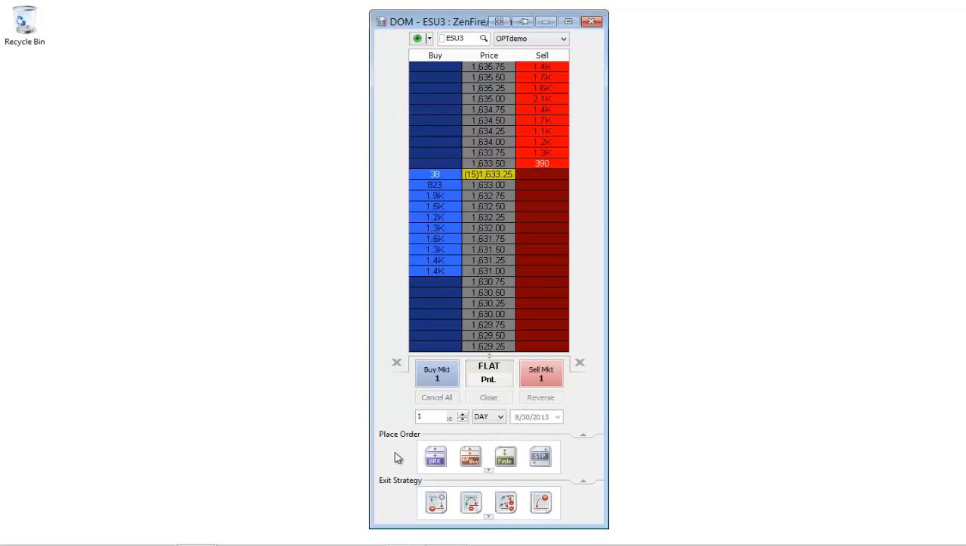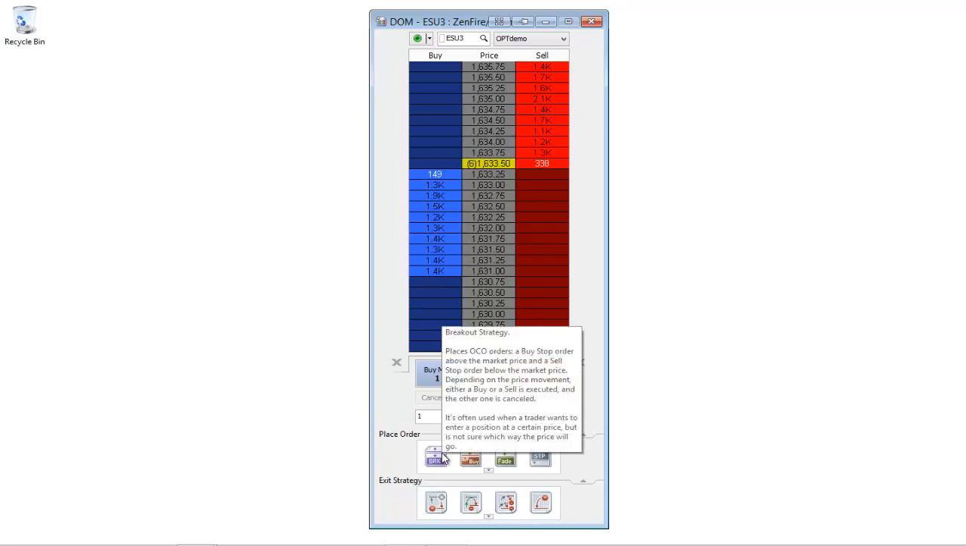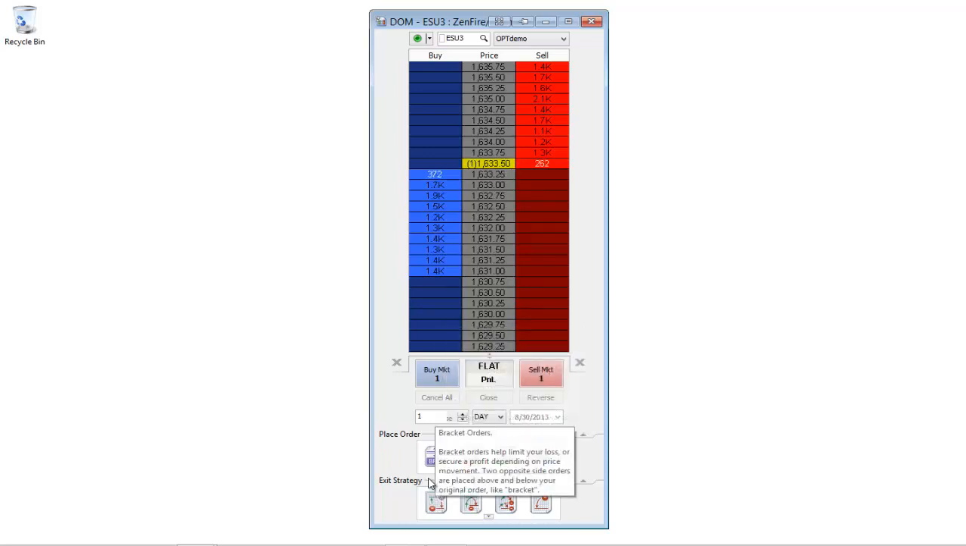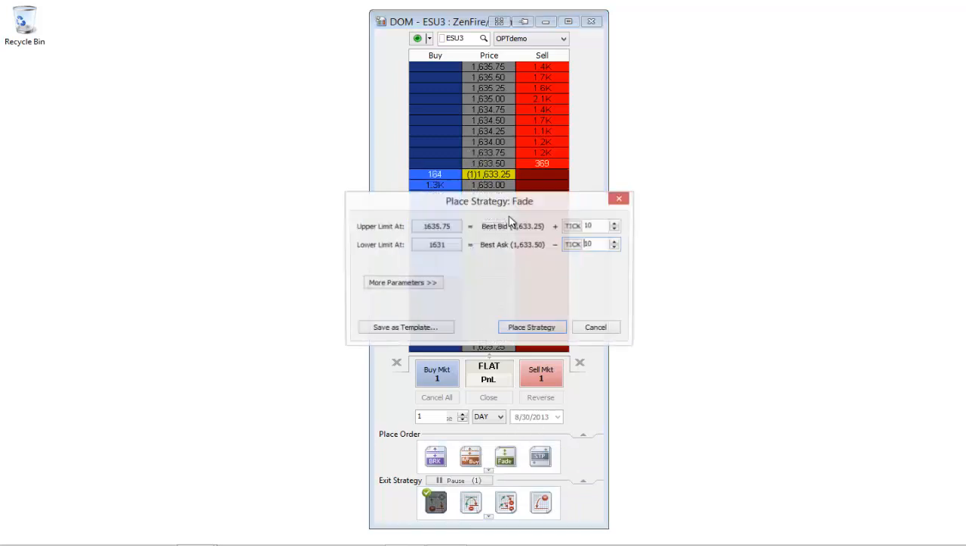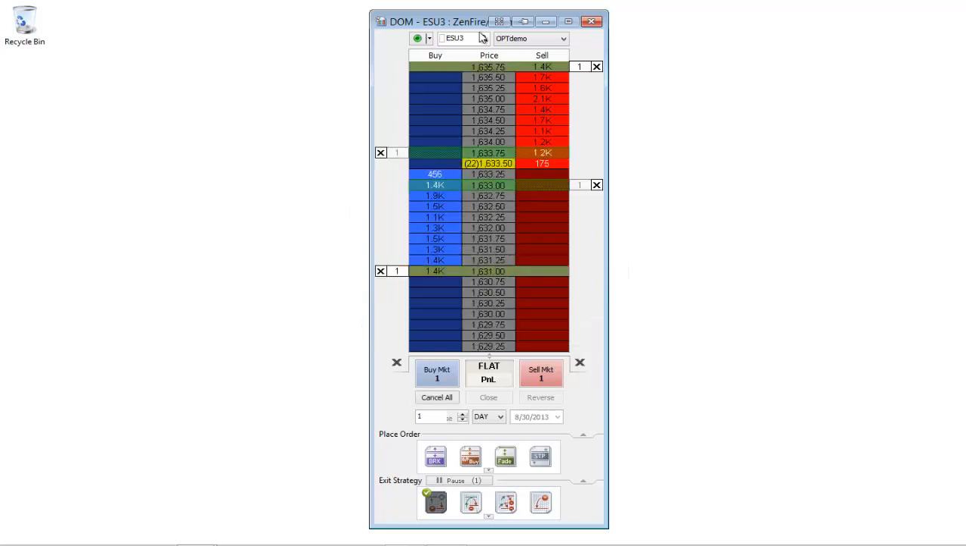Now, just like in the last video where we looked at the breakout situation, we also want to add in an exit strategy. We can do the same thing. If I wanted to do a regular default exit strategy here with bracket orders, meaning a profit target and a stop loss if it were to get into the market, just right mouse click here and select auto attach as exit strategy. Now if I were to place this fade order here, it's going to not only be able to get short if the market were to come up to this price level, or get long if the market were to come down to this price level, but when it does enter into the market, it's going to attach those bracket orders, the profit target and the stop loss, so that your position is protected. So that's just another layer to automate and make a little bit easier.